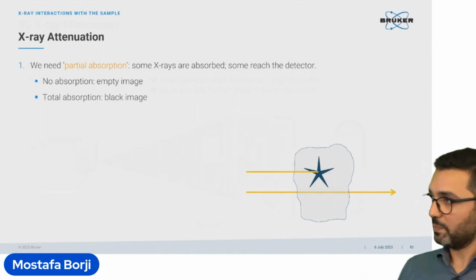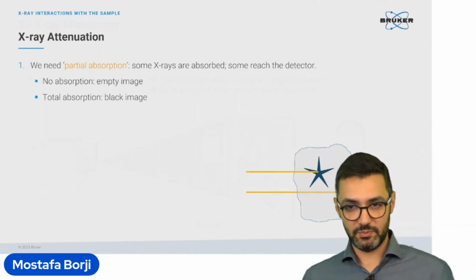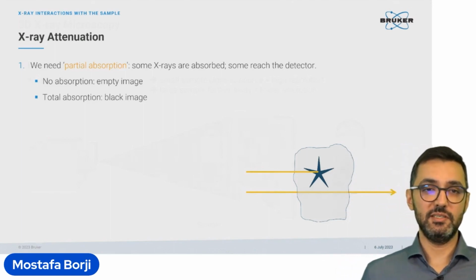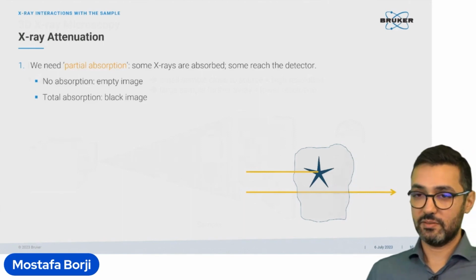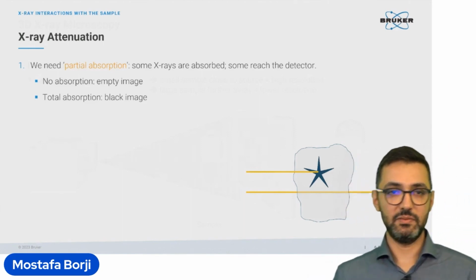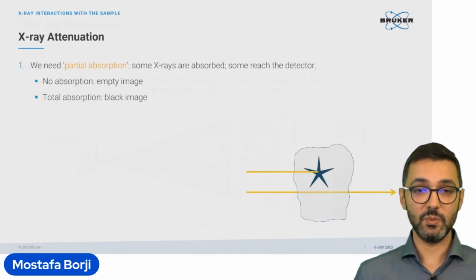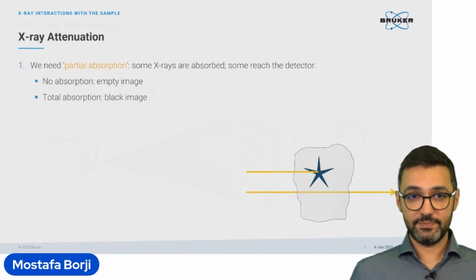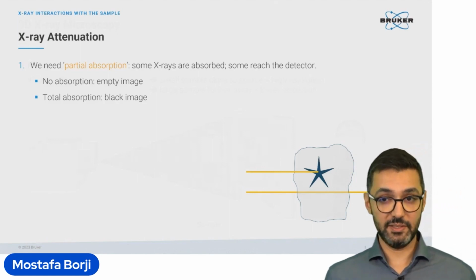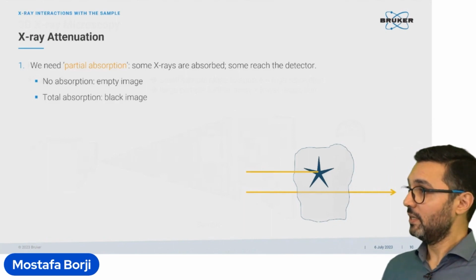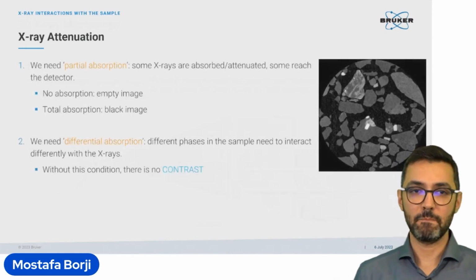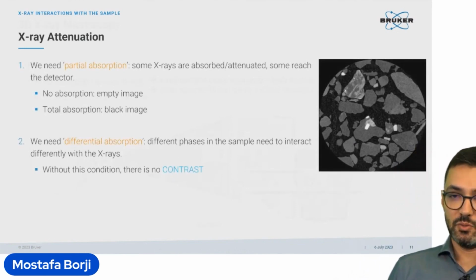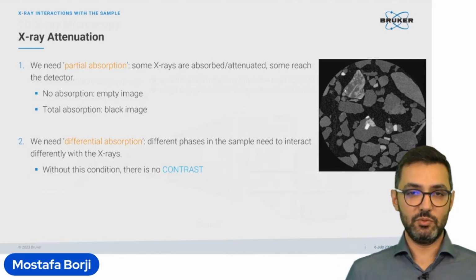Well, the basic concept we need in such an imaging technique is partial absorption. This means that when we have X-rays going through the material, it gets absorbed. If we don't have any absorption, then the image will be empty. We will not have anything. And if everything is being absorbed and no X-rays can reach the detector, then we will have only a black image. So what we do need is the partial absorption.